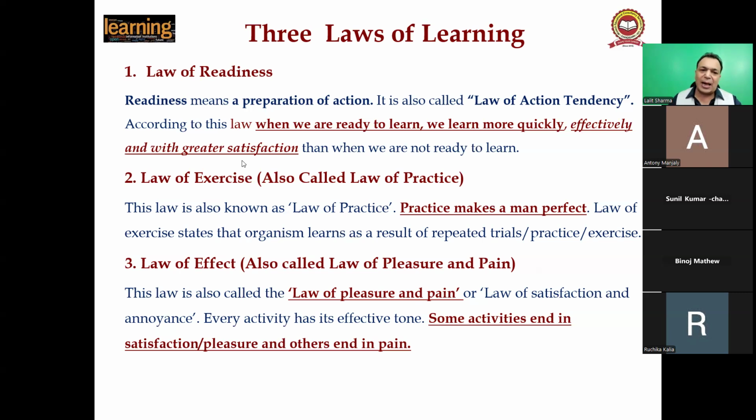Second, the law of exercise, also called the law of practice. This law says that practice makes a man perfect. The law of exercise states that an organism learns as a result of repeated trials, practice, and exercise. Right? We are all organisms, whether animals or humans, because we have the discrimination power, more than they do. So all the experiments are first conducted on animals, and after that they derive the theory.